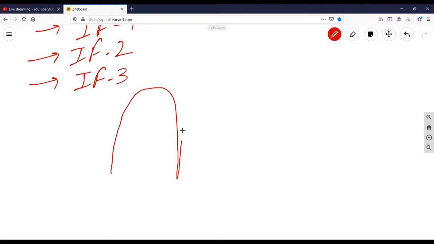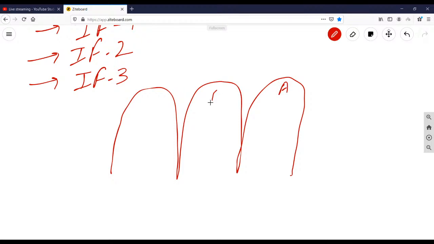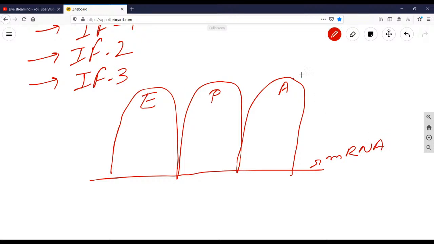Before telling you about IF1, IF2, IF3, I'll draw three sites. These are the structural dimensions or details of these three sites. They look approximately like this when X-ray crystallography was done. This is the A site, P site, E site. Here it will be binding to the mRNA. This is the 30S subunit of the ribosome.